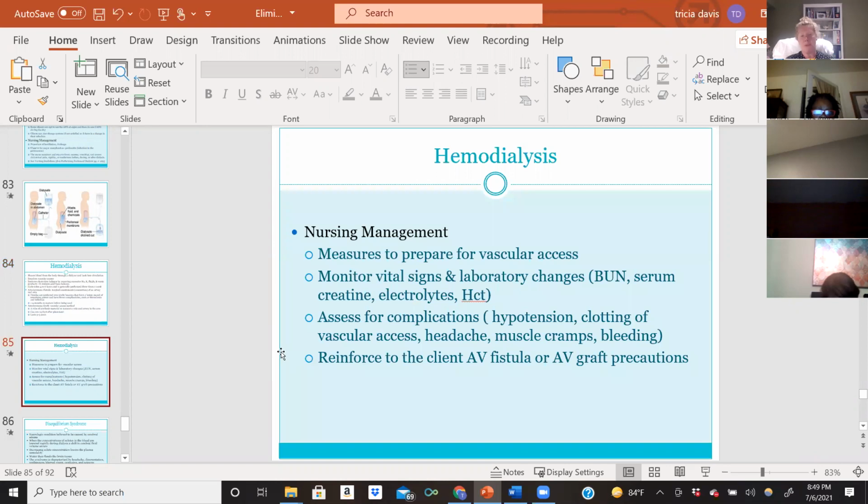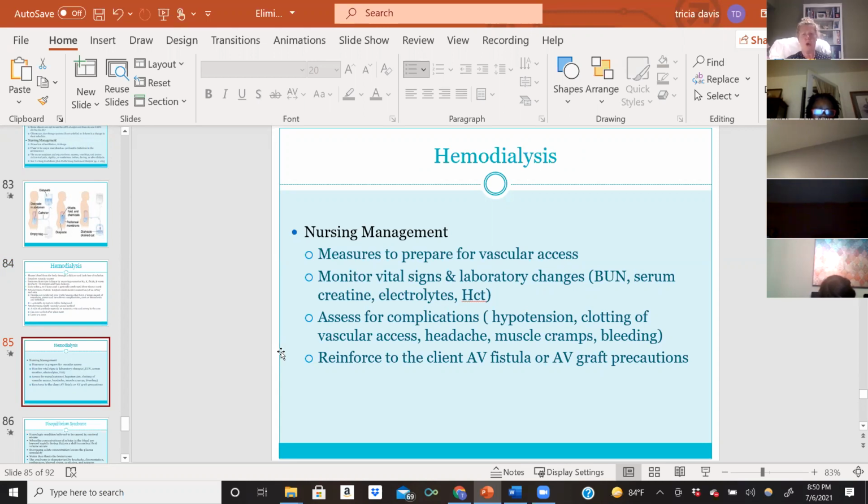So nursing management, we always want to prepare the patient for vascular access. We want to make sure that their dressing is clean, dry, and intact, and that it's been changed when it's supposed to be. We want to monitor their vital signs and their laboratory changes. Usually in the morning, before they go to dialysis, we're looking at their BUN, their creatinine and their electrolytes, and their red blood cell count, hematocrit and hemoglobin.